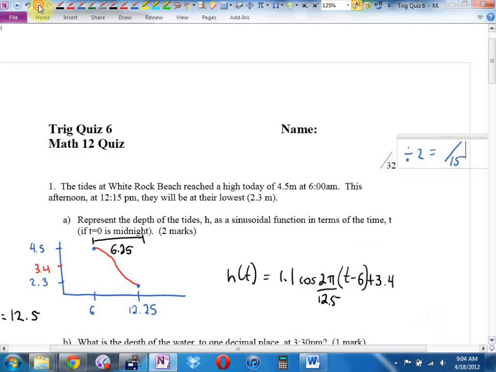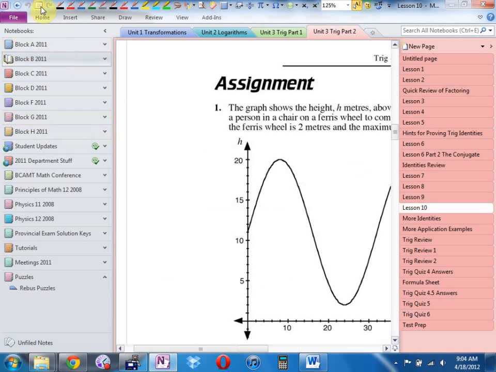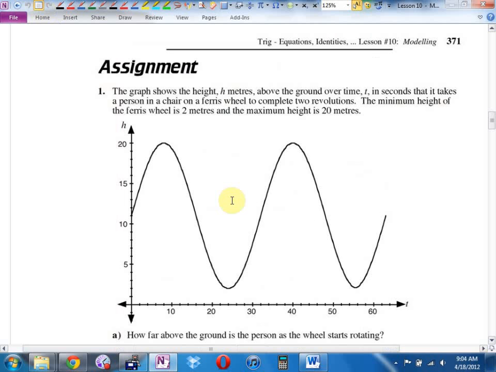Last day, I didn't do a lesson per se. I will once again start out by saying, hey, from the homework from lesson 10, were there any that you wanted me to go over?